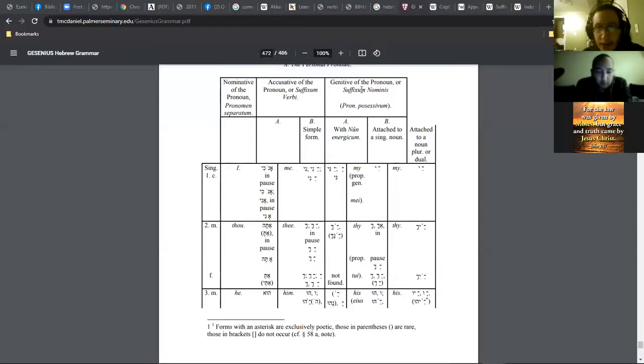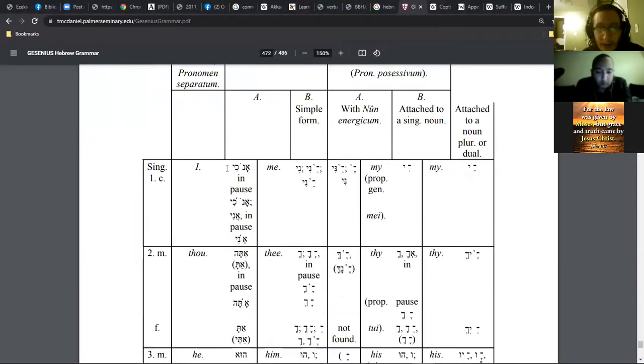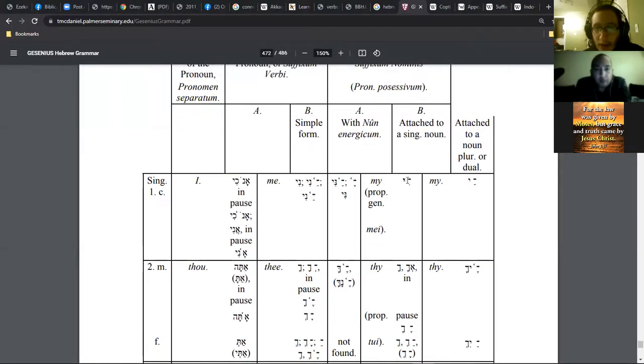So in Gesenius's grammar, we have the pronouns. But at the end of a noun, you have a yod. If it's a verb, like let's say he loves me or he loved me, you would say ahav, which means love, or he loved. And then for me, you'd add at the end of the verb, ahavani.